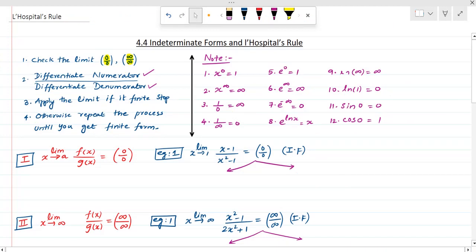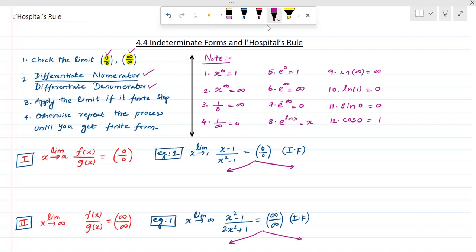In this video, we are going to see the topic indeterminate form and how to solve the indeterminate form by using the L'Hopital rule. Now, first we have to know what the indeterminate form is. When you apply the limit for any function, if you get 0 over 0 or infinity over infinity, we call it an indeterminate form. And how will you solve this type of problem?